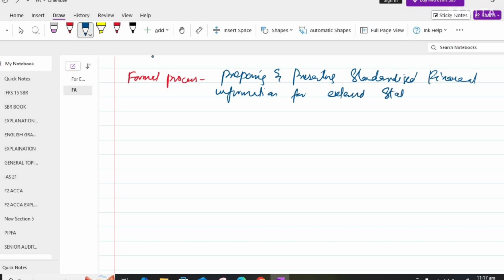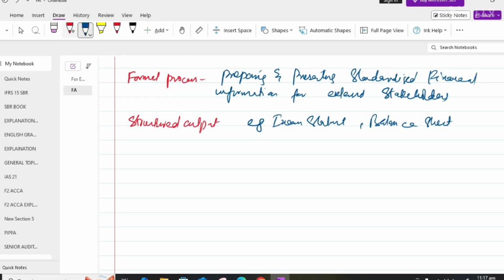The second point is that this will produce a structured output. By structured output, we mean that it will produce the financial statements, that is your income statement, your balance sheet. Okay. The third point is that financial reporting is for external users. This means it is designed for investors, regulators, creditors, and others like government and other outside parties.